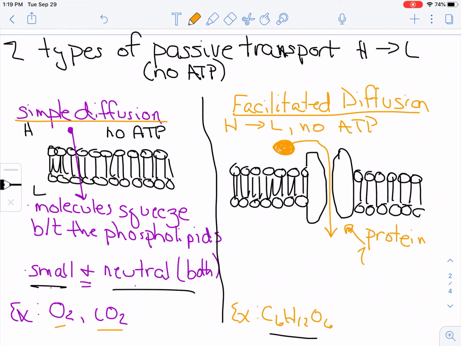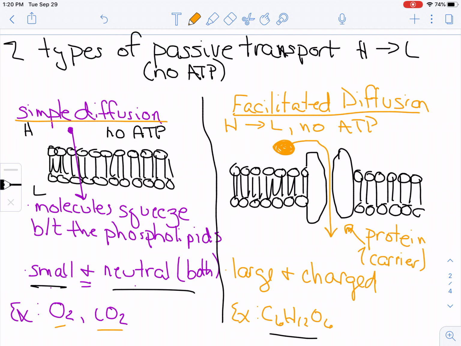This is a carrier protein, and there are different kinds of these depending on how they actually work. Some of them move and let things through like a sliding door or a revolving door. Some of them are just constantly open, called channel proteins. But for the most part, I just want you to know that facilitated diffusion is when there is a protein embedded that allows things to pass. This is the way I always tell students to remember, because this one rhymes to me: the things that can pass this way are large and charged.